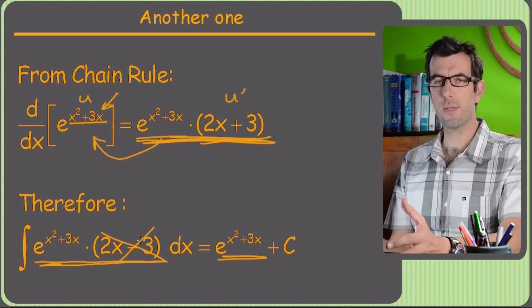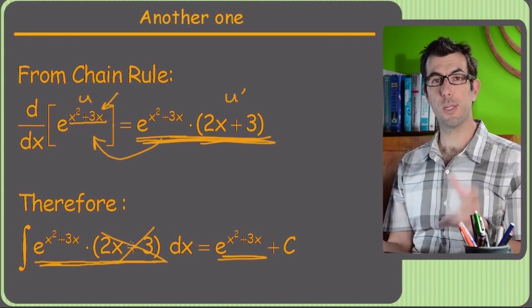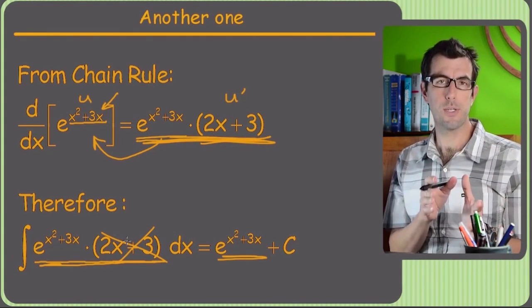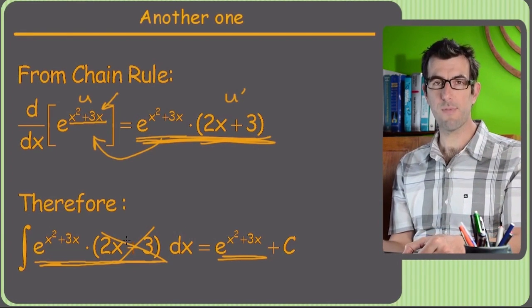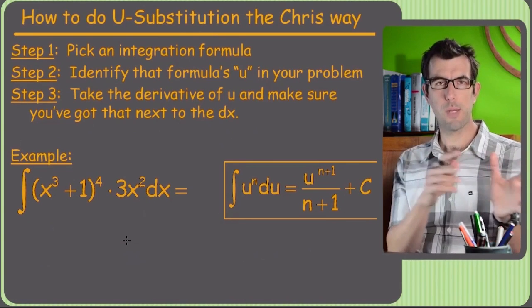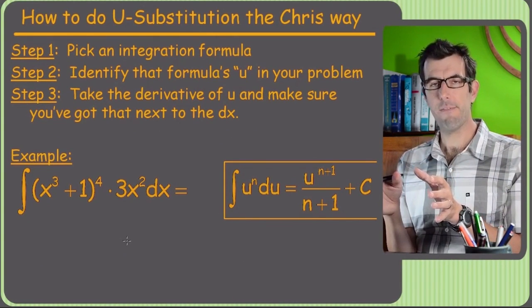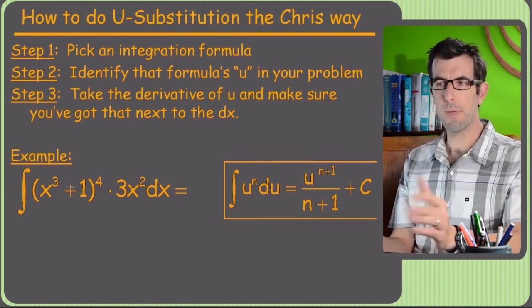Alright, so something's always going to disappear. What the u substitution integration technique is going to do is, it's sort of like you have to dot your i's and cross your t's before you just let stuff vanish into thin air. You've got to make sure that the right thing is vanishing. So just like the chain rule tells you exactly what that u prime is going to be, you have to have u prime or you can't integrate. So I'll show you what I mean right here.